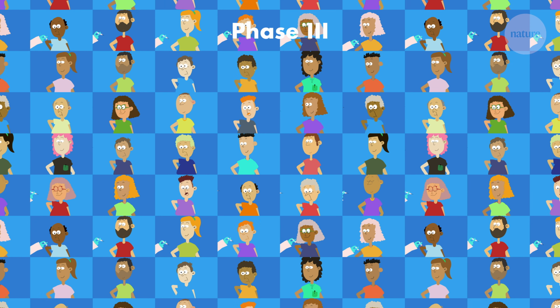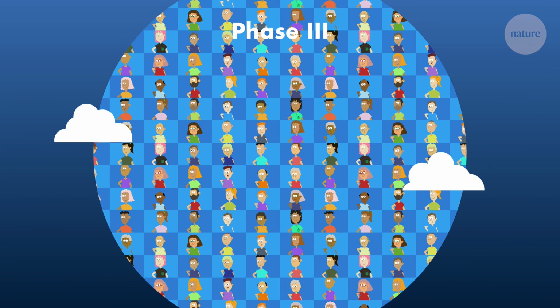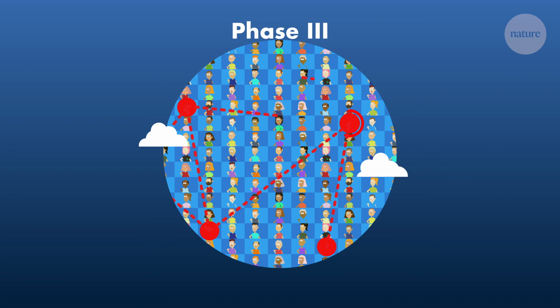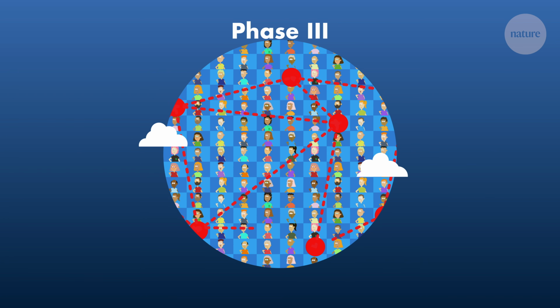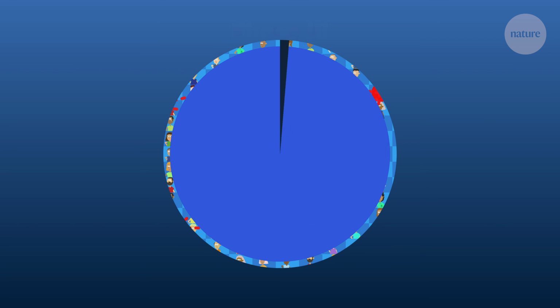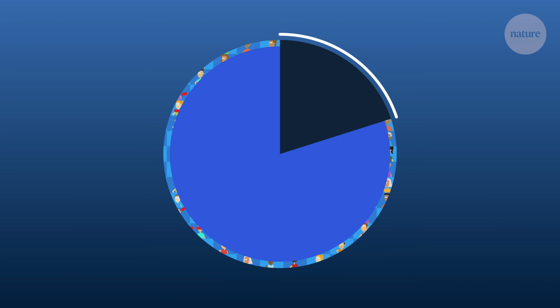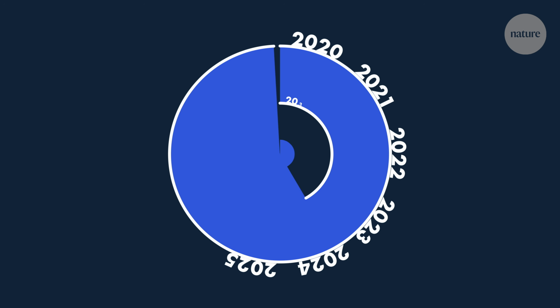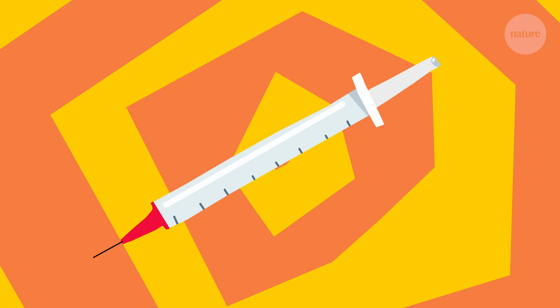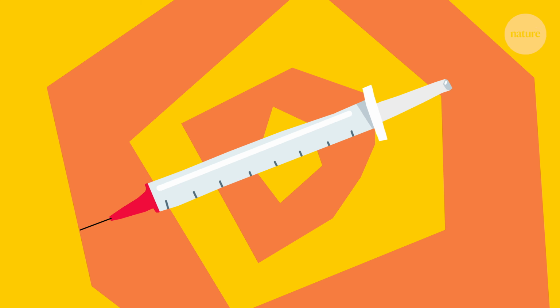This step is often the slowest, and participants are sometimes recruited around the world. Researchers have to wait for participants to come into contact with the pathogen naturally. By tracking how many become infected, they can work out how effective the vaccine is at protecting the group. It can take decades to gather enough data to be sure. But if you do, the vaccine can finally be licensed.